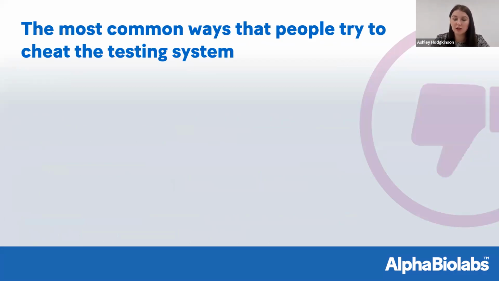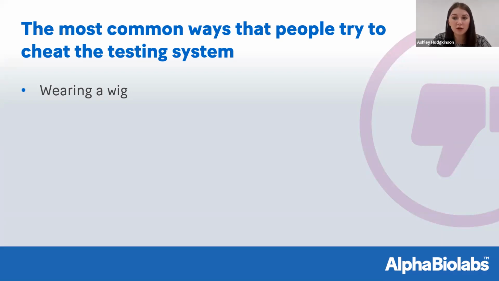So how do people try and cheat the system? I know we mentioned in the beginning that we were going to cover this. These are the most common ways that we've seen here at AlphaBiolabs where people have come in and tried to get around doing a drug test using their own head hair. The first one is that most people come in wearing wigs if they're going to try and cheat the system. So they will glue that onto their head before attending their appointment.